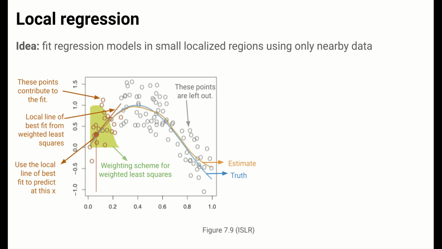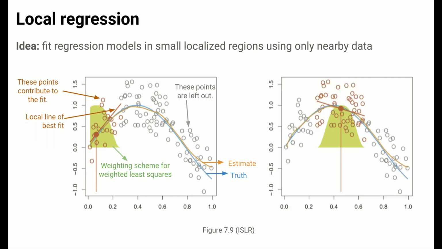Repeating this process for a grid of x-axis points gives the estimated function in orange. The estimate is fairly close to the true function in blue, which happens to be known in this case because the data were simulated. An example of the process for another target point is shown on the right. Here, the local weighted least squares approach gives a fit that slopes downward.